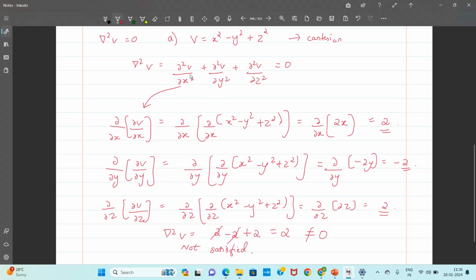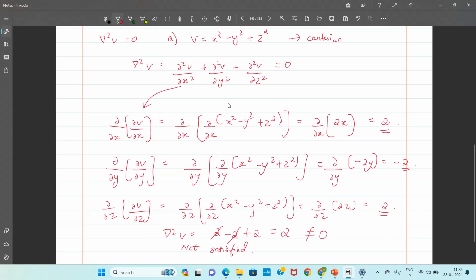Okay. The given question, that is v equal to x square minus y square plus z square, this equation is not satisfying Laplace's equation. If you had got the answer as 0 here, then you can say that it is satisfied. Okay, I hope you have understood this problem.